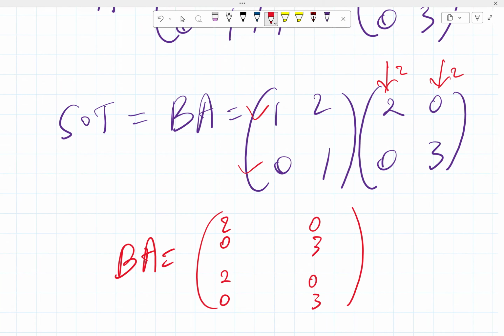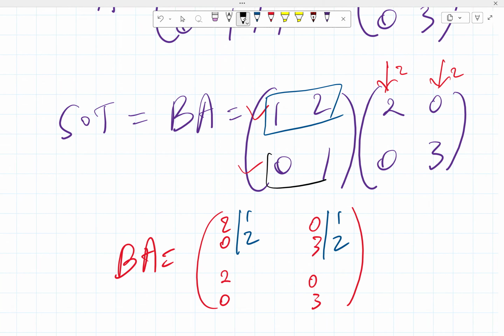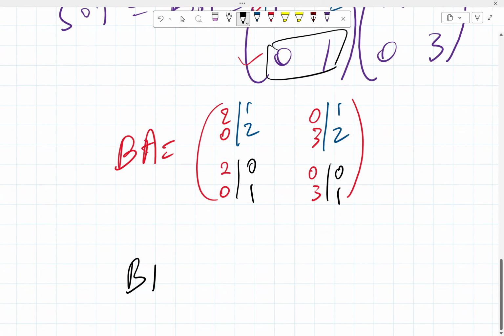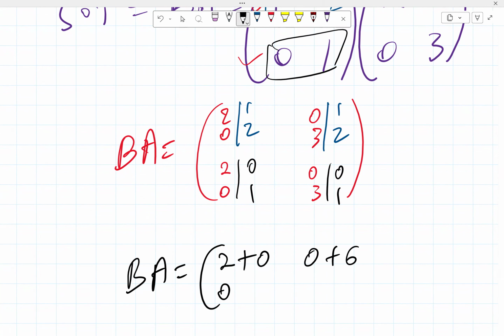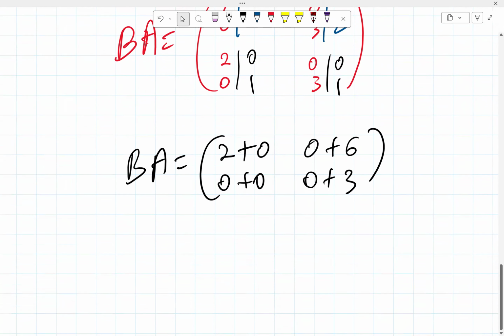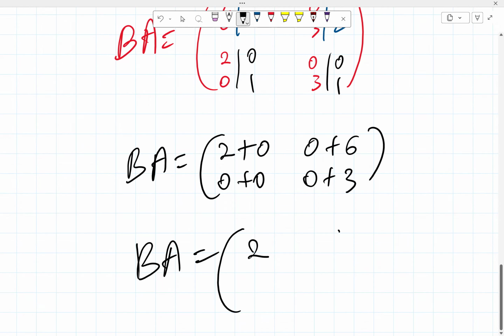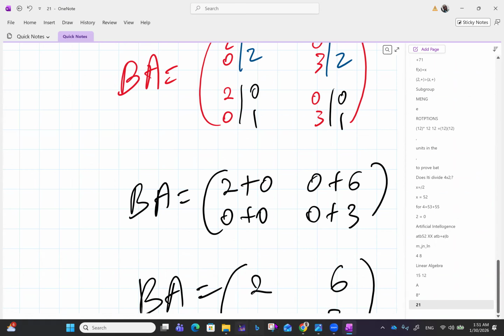Having done that, you can come back here and put the columns of the second matrix on top. On top of 2 0, you put 1 2, so 1 2 1 2. Then next you have 0 1, you put it over 0 1 0 1. So in that case, BA is equal to 2 times 1, 2, 0 times 2, 0. Then 0 times 1, 0, 3 times 2, 6, 2 times 0, 0, 0 times 1, 0, 0 times 0, 0, 3 times 1, 3. So finally, BA is equal to 2, 6, 0, 3. And that's done. Easy peasy, like they say.